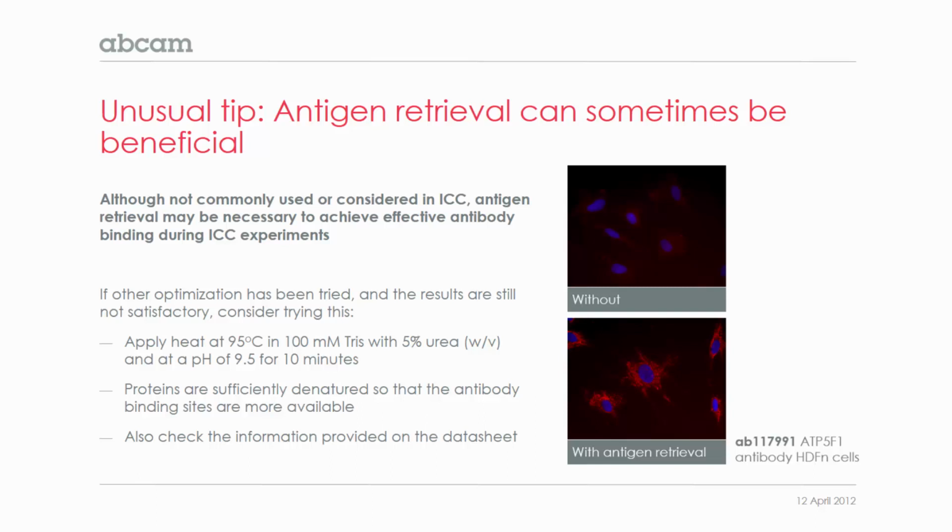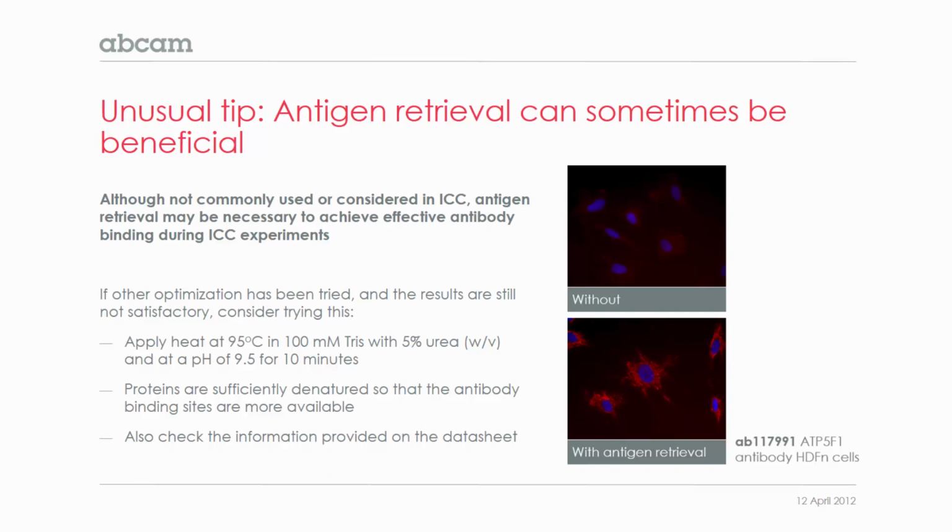Before we leave the procedure, I just wanted to mention an unusual tip to you, and that is to use antigen retrieval, which can sometimes be beneficial. Now, antigen retrieval is most commonly used, of course, in immunohistochemistry on paraffin-embedded sections, and the antigen retrieval is used to break the cross-links that are placed there by the paraformaldehyde, and this means that the epitope becomes more accessible to the antibody. So it's not a technique or part of the procedure that's usually used in immunocytochemistry.